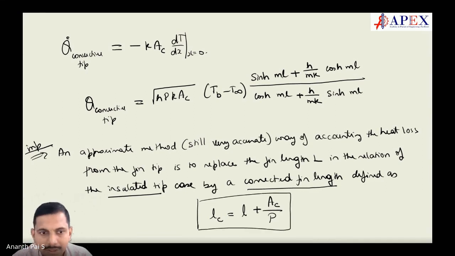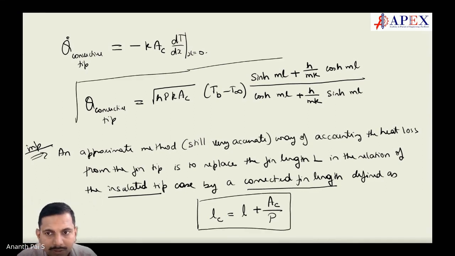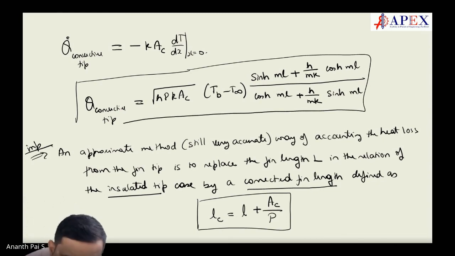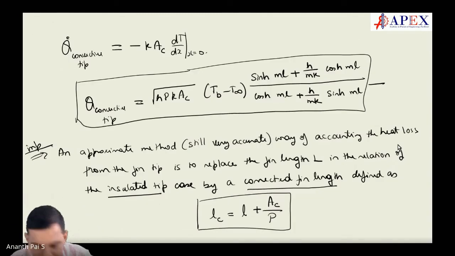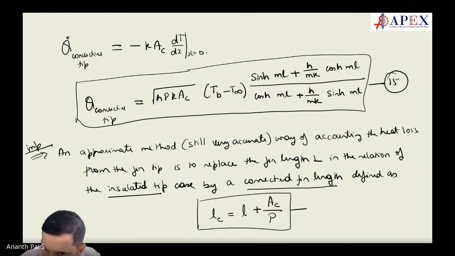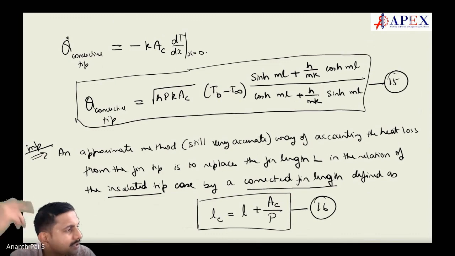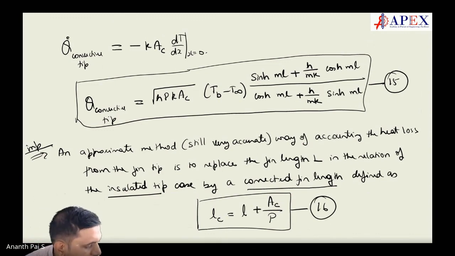So this equation is important, students. There has been a question directly on this. So here, equations 14, 15 and 16. You use the corrected fin length and use this in the insulated tip condition. The insulated tip condition is a bit easier, is it not? So you can use it in an insulated tip condition.